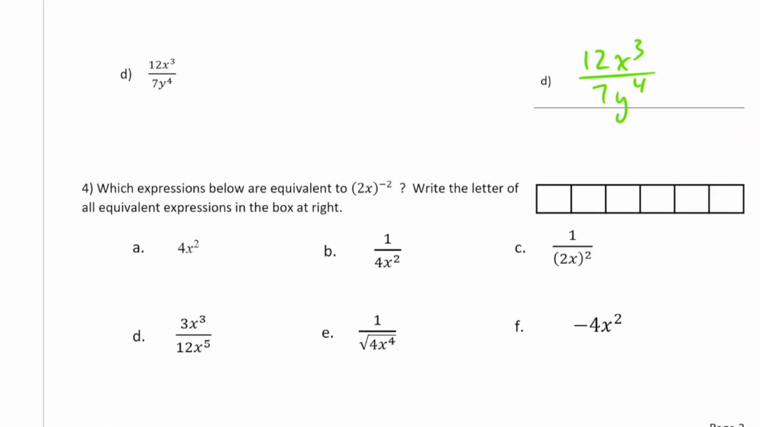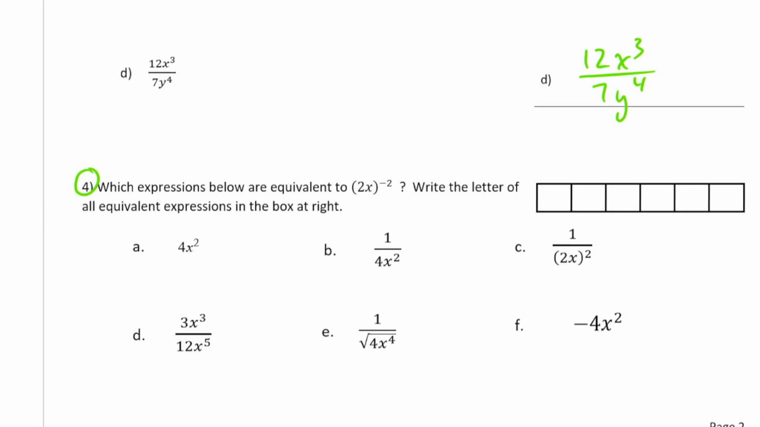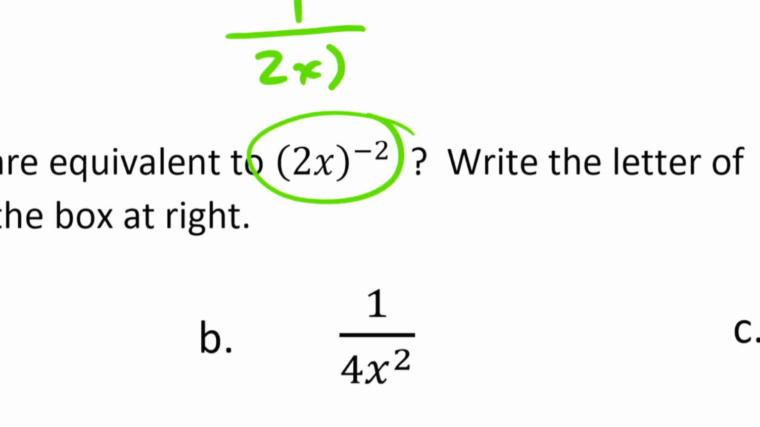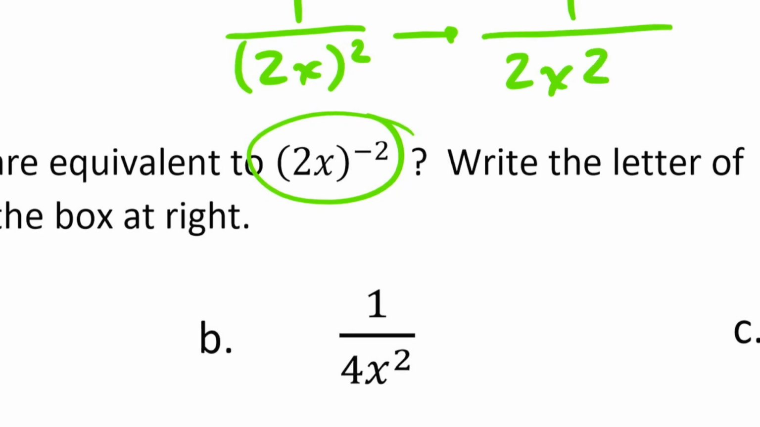Number 4 was probably one of the most missed problems, and perhaps a good point to start would be to ask ourselves, what is this, right? Like, have an understanding of what this is. And we know from in class with our experience of a negative exponent that 2x raised to the negative 2nd power is the same thing as 1 over 2x to the 2nd power, which is the same as 1 over a 2x times another 2x, which is the same as 1 over 4x squared.